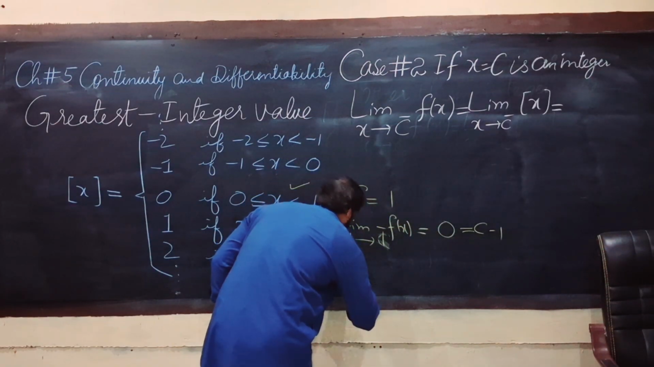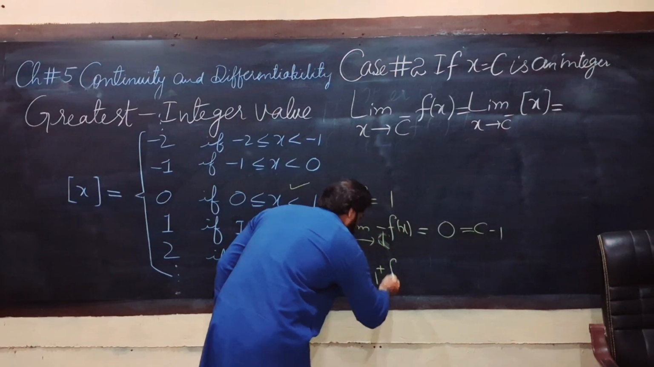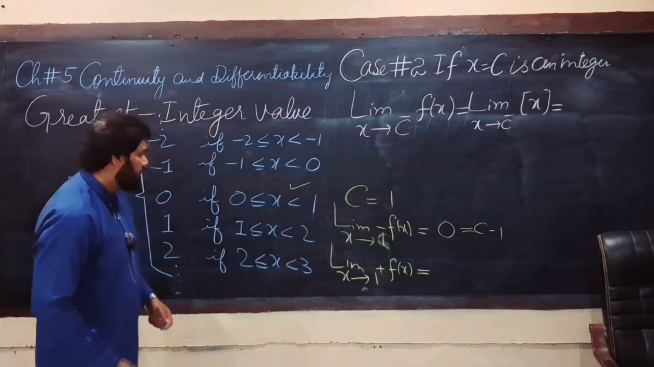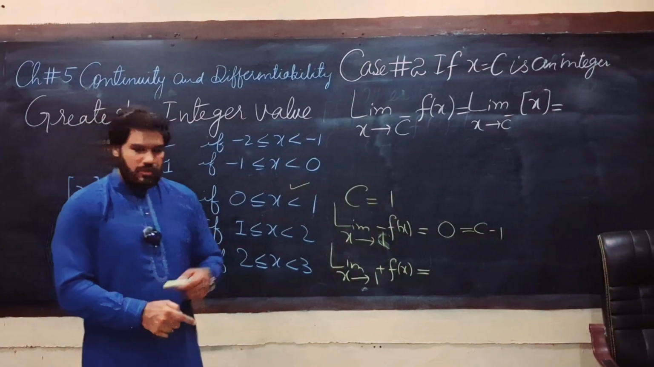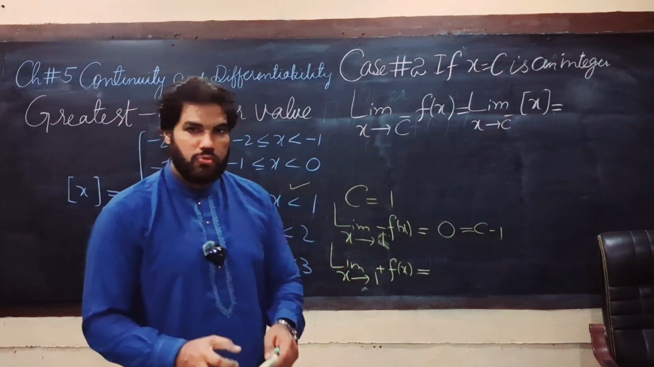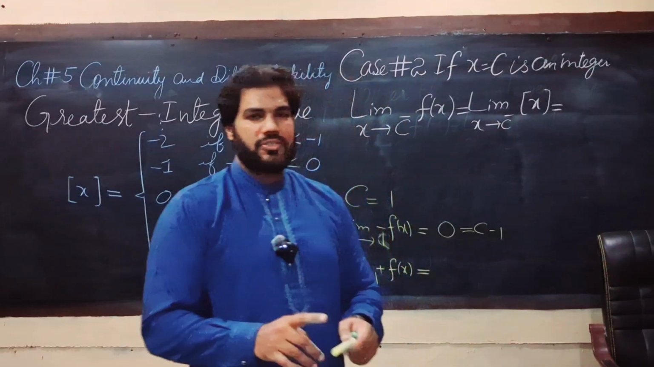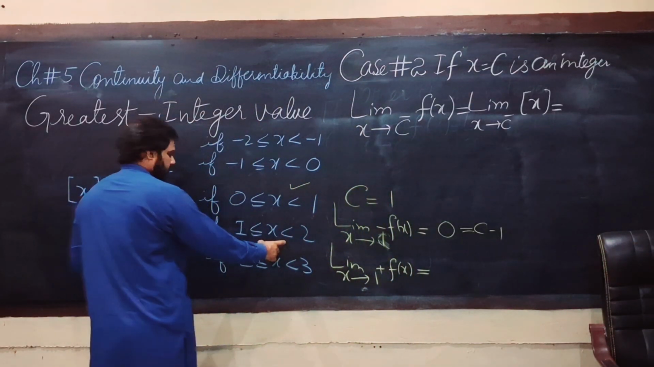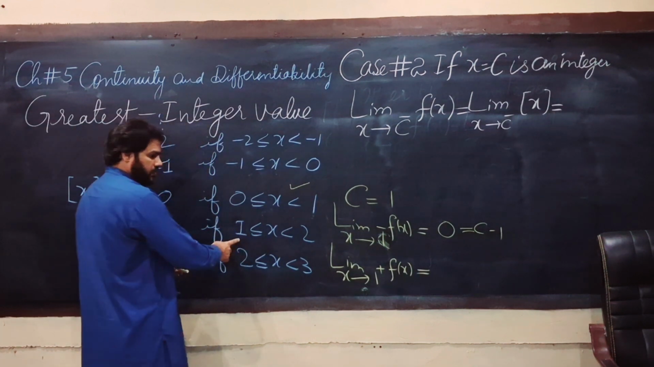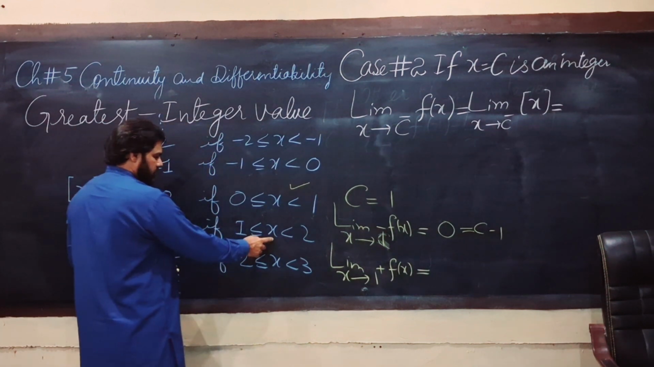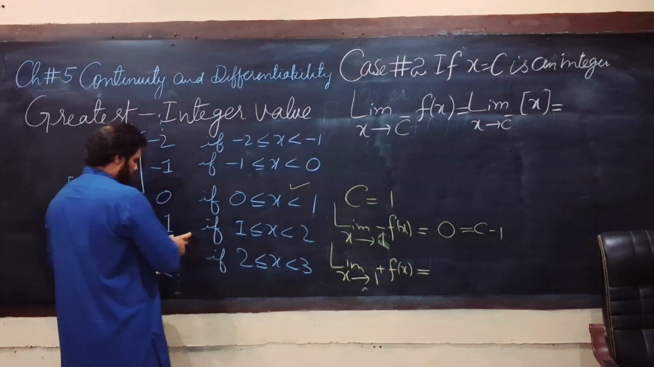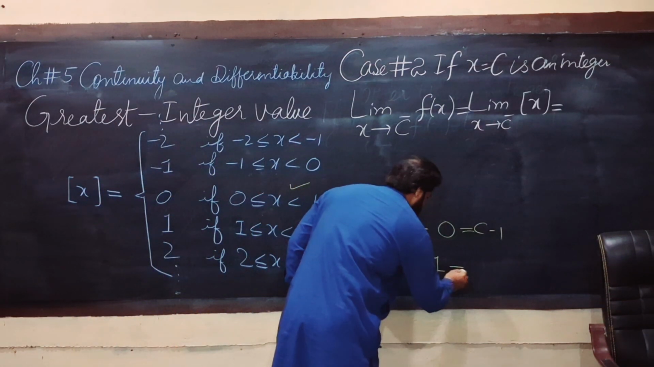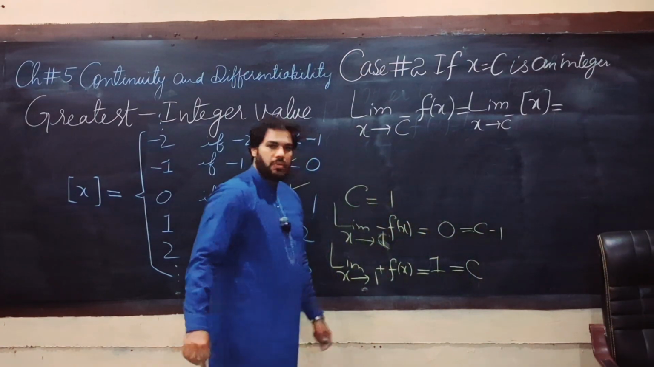Now, if you evaluate its right hand limit of f(x) at x equal to 1, you have to choose that part of the interval in which your x is greater than 1. See here, this is the interval in which your x is greater than 1. And in this interval, the value of the function is 1. Can I say that this is equal to c? So this is the logic.